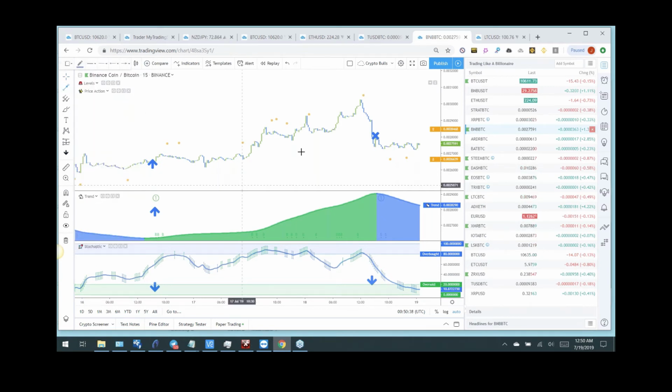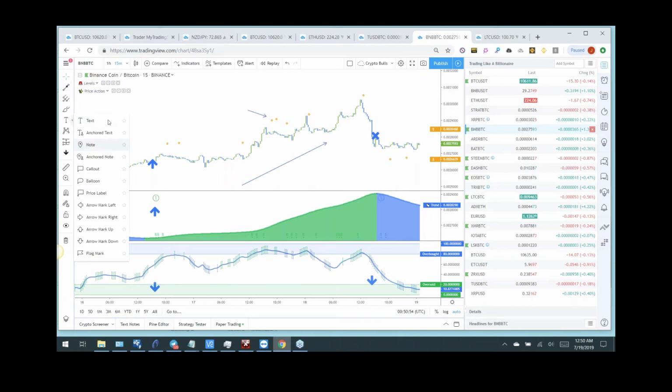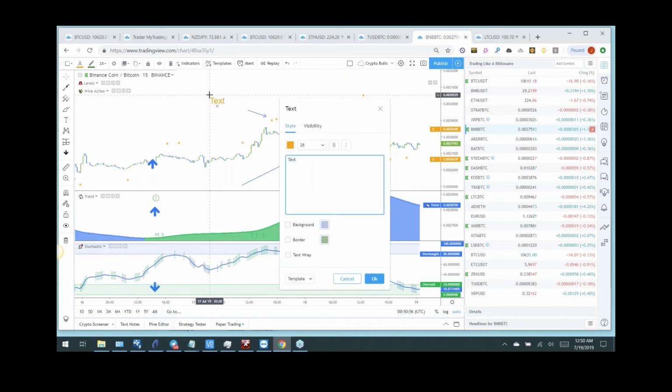Now, along the way, you'll notice these yellow dots, and those are the exits. So along the way in here, once you have your buy alert issued, the orange dots are possible exits.